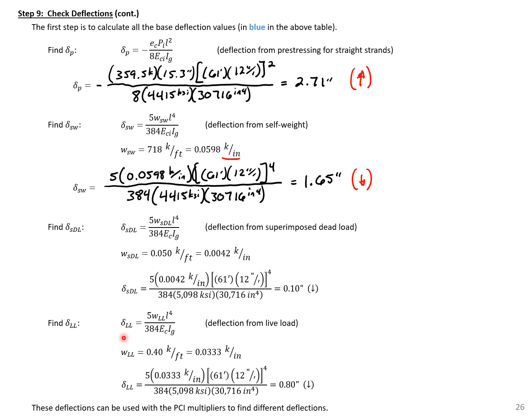And then our deflection from our live load, we have our distributed live load. And again, we're going to use the stiffness of our concrete or modulus at service. So again, 5,098 KSI. So that'll give us a final deflection of 0.8 inches downward. So these are the 4 main deflections that we'll need with the PCI multiplier approach.